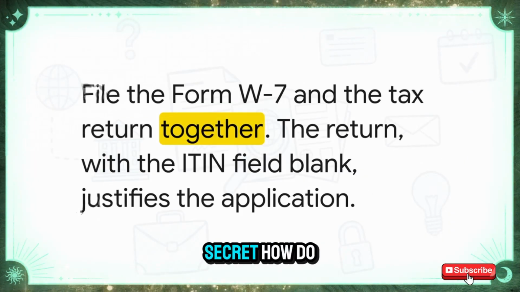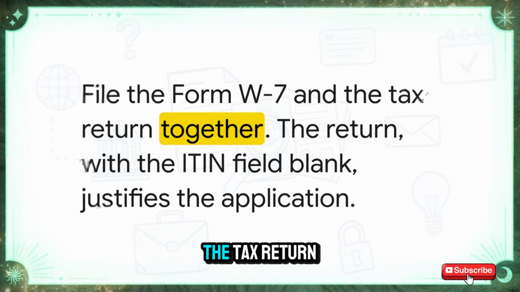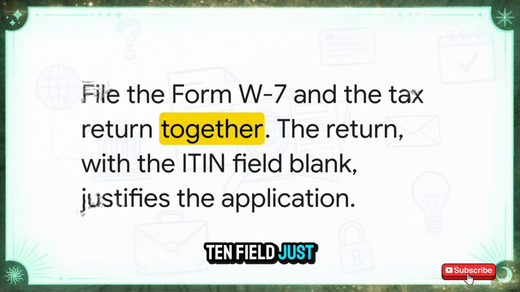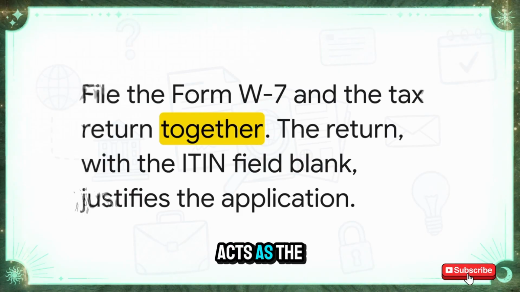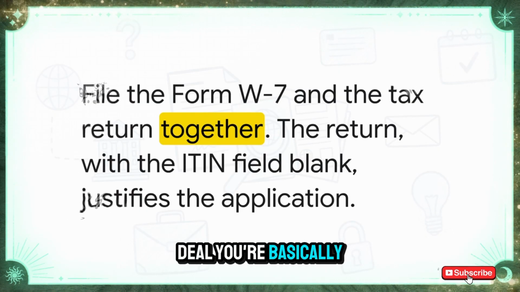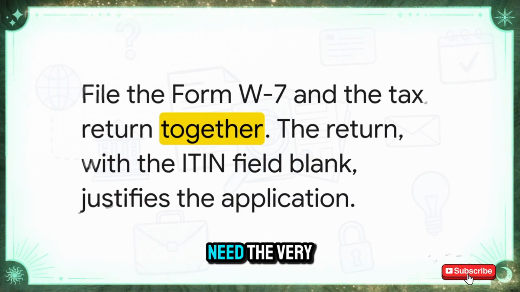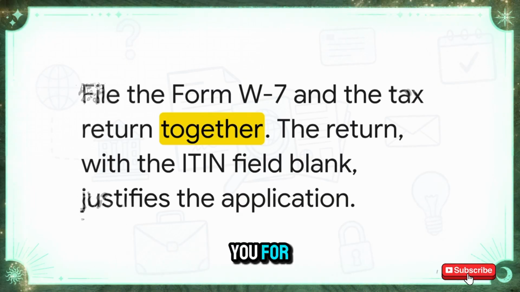So what's the secret? How do you solve it? Well, you file everything all at once. The tax return, with the ITIN field just left blank for now, acts as the reason for the Form W-7. It's a package deal. You're basically saying to the IRS, hey, here's the tax return that proves I need the very number I'm asking you for.